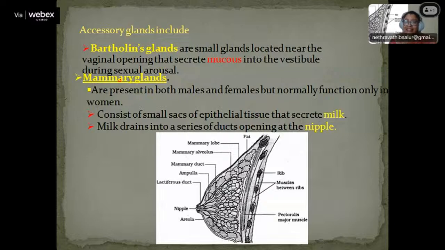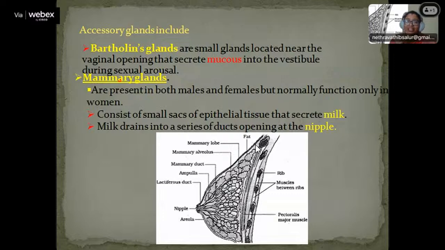The next gland is the mammary gland. This is very, very important for the exam. The mammary glands are present both in males and in females. Both males and females have these mammary glands, but they are only functional in females because of the hormone called prolactin. This prolactin hormone makes the female mammary glands become functional.